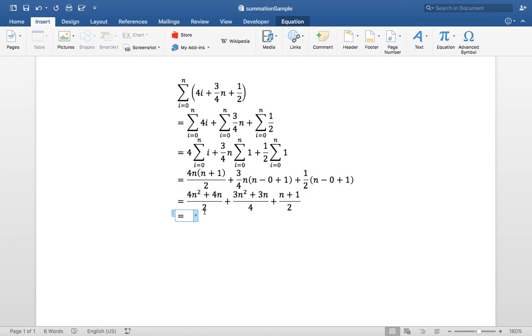Alright, let's make a common denominator of 4. So I have to multiply the numerator by 2. Okay. And then this is going to be the same here. We want to multiply the numerator by 2 to get a common denominator of 4. And great, we're nearly there. Let's combine all of our like terms together.